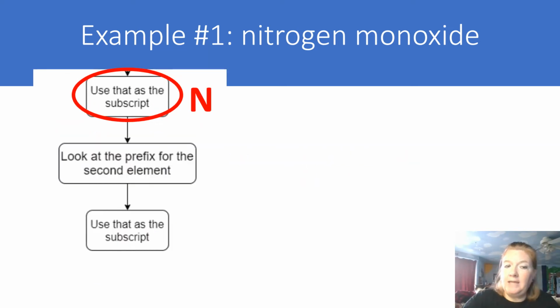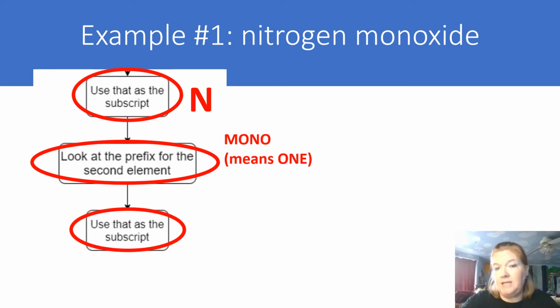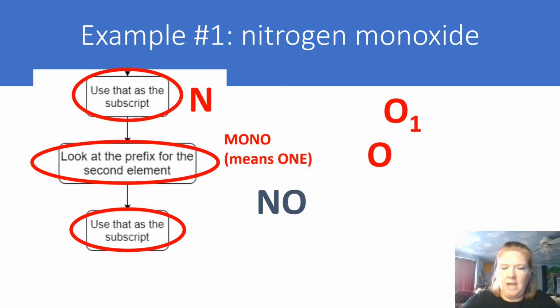Now look at the second element. Look at the prefix. Well, I see mono, and mono means 1. So I use that as a subscript for oxide, oxygen, but again, we don't write the 1. And then we combine it together. So NO, nitrogen monoxide.